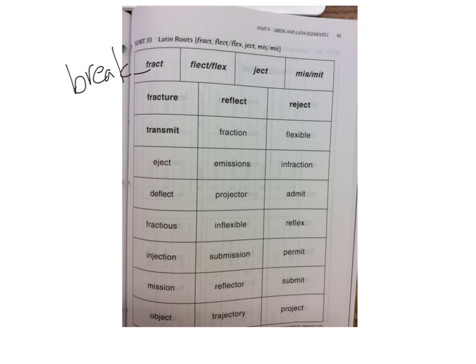In this sort, we're going to look at the Latin roots fract, flect or flex, ject, and miss or mit. Each of these roots means something different when you see it in a word. Fract means break, flect and flex mean to bend, ject means throw, and miss or mit means to send. So you can sort your words into the columns based on which one you see.